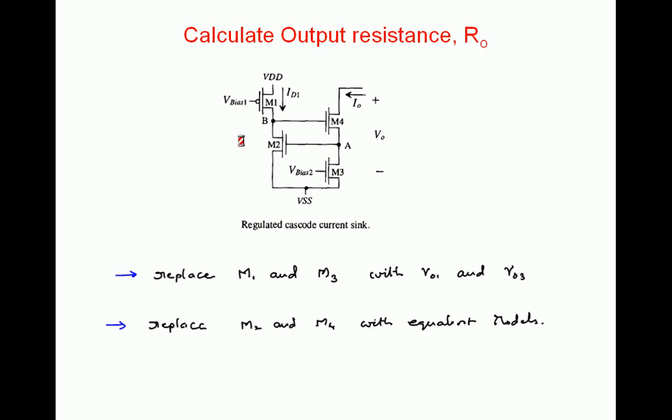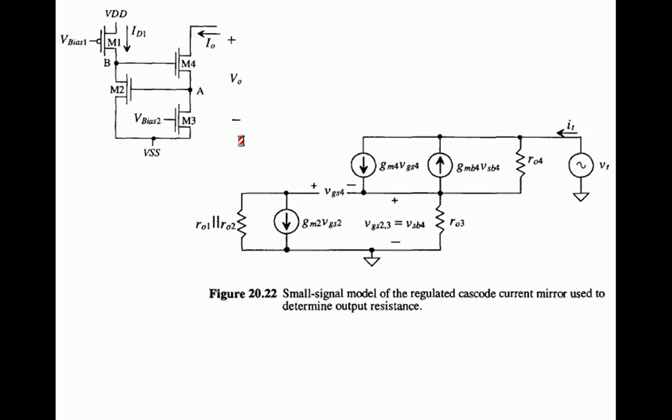While doing that, M4 is going to be modeled along with body effect, whereas M2 doesn't have any body effect, because the M2 transistor source is connected to VSS, whereas the M4 transistor source is not at VSS, it will be at some other voltage. So definitely there is a source to bulk voltage present in case of M4, that causes body effect. So this is the equivalent circuit of the regulated cascode current sink.